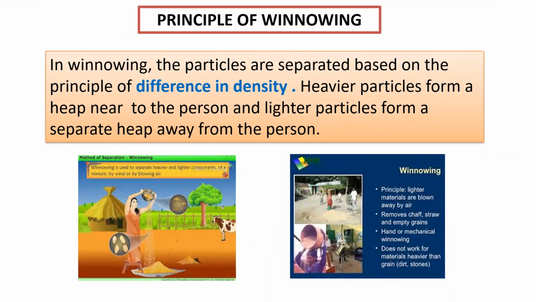In winnowing, the particles are separated based on the principle of difference in density. Density meaning weight. So heavier particles form a heap near to the person, and lighter particles form a separate heap away from the person. That we discussed.